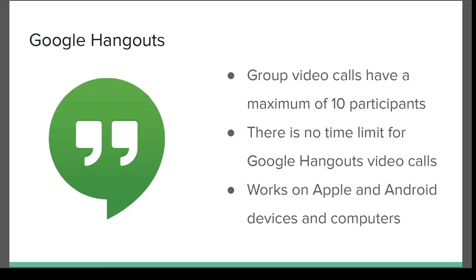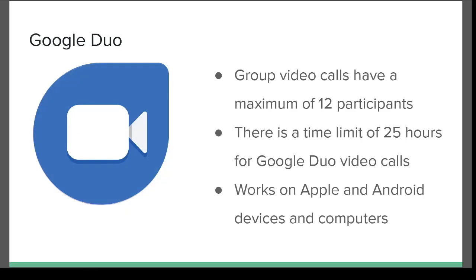Another thing about Google Hangouts is that there is no time limit, which is very convenient. And it works on Apple and Android mobile devices, as well as Apple and Windows computers. Next is Google Duo, which is the app that we will be showing you how to download. With Google Duo, your maximum is slightly increased to 12 participants. There is a time limit of 25 hours, although I don't know how you would reach that time limit. And it works on Apple and Android mobile devices, as well as Apple computers and Windows computers.